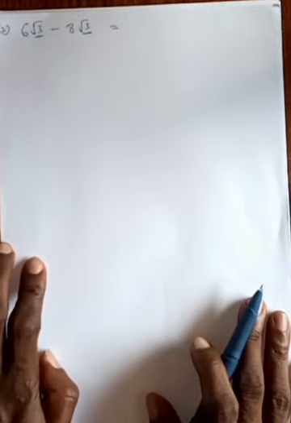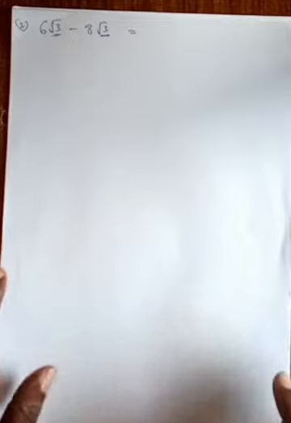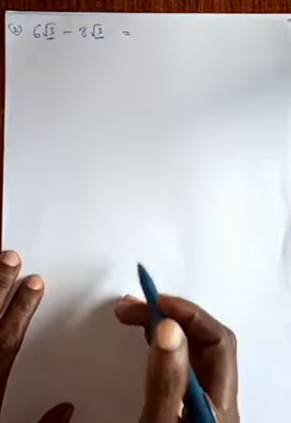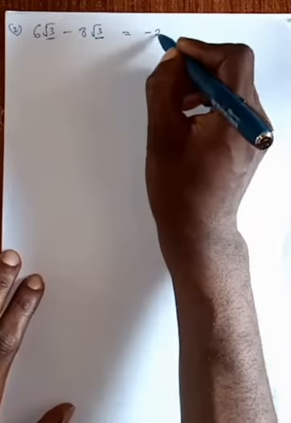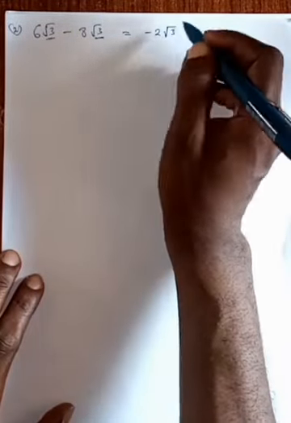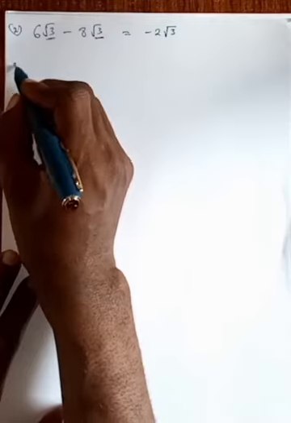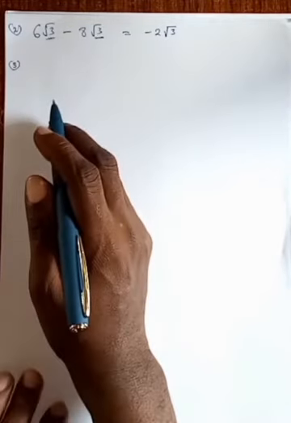So we can subtract. And what we really want to subtract here are the coefficients. So in this case, I can now say that 6 minus 8. We know the result of 6 minus 8 is minus 2. So our result now is going to be minus 2 root 3. That's number 2.